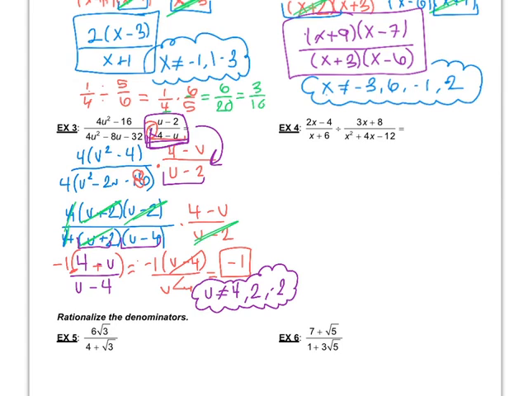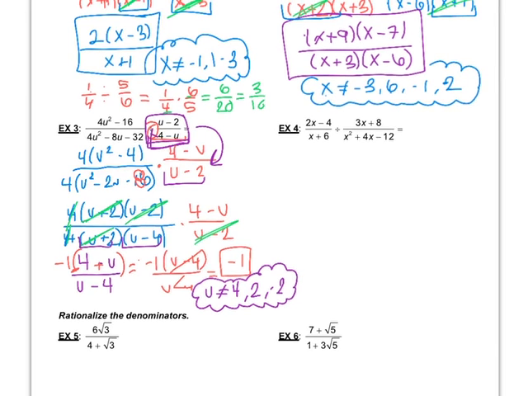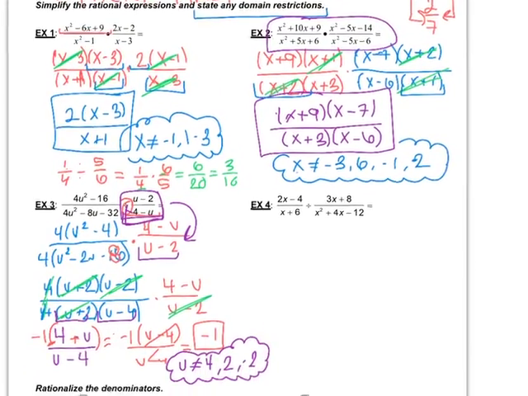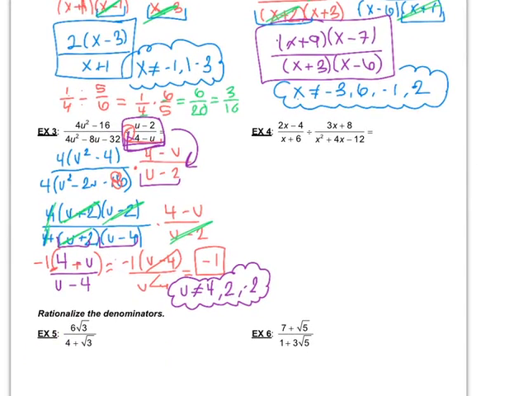All right, so as you can see, we basically just did 3 very similar problems. You first begin by factoring. You're going to cancel out common factors. If you're dividing, you have that extra step of multiplying by the reciprocal. Otherwise, you're factoring, canceling, simplifying, and writing restrictions.